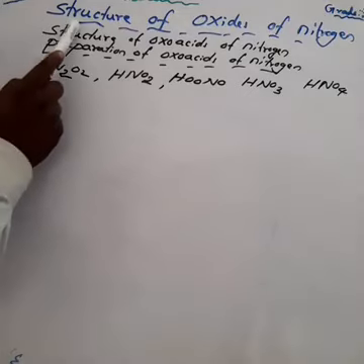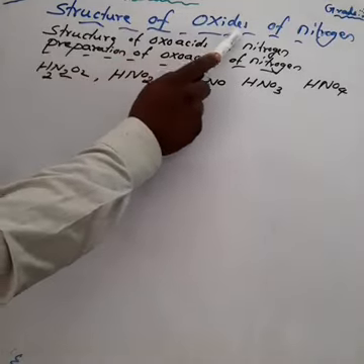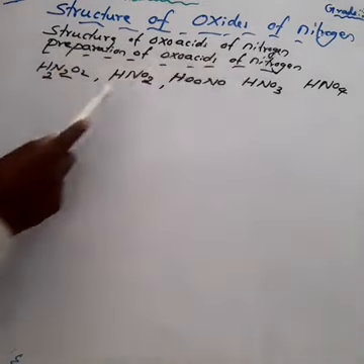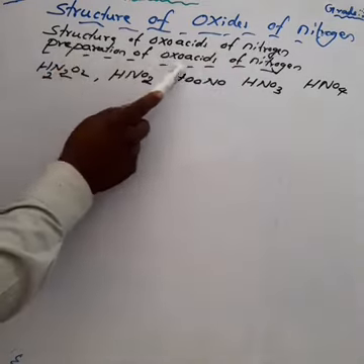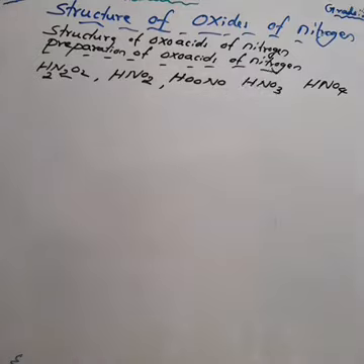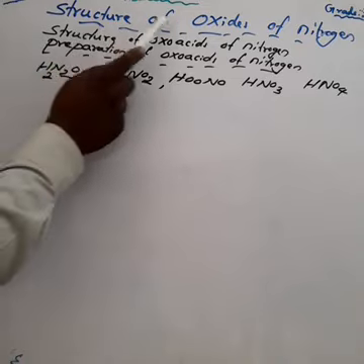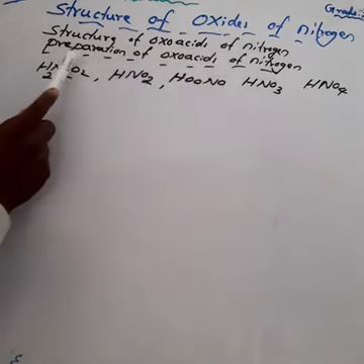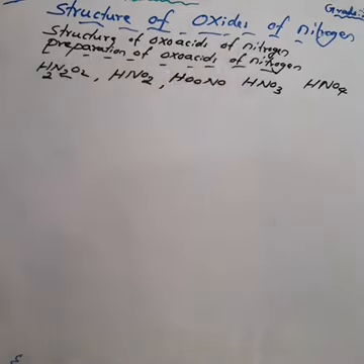Discuss the structure of oxides of nitrogen, the structure of oxoacids of nitrogen, and the preparation of oxoacids of nitrogen. These are the three important points. How to discuss three important topics? First one, structure of oxides of nitrogen, structure of oxoacids of nitrogen, preparation of oxoacids of nitrogen.